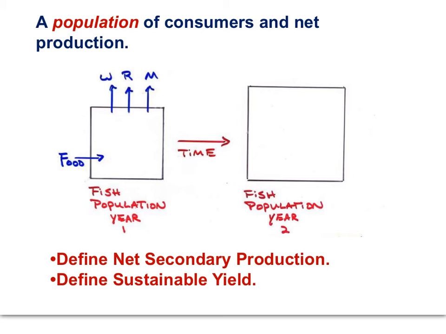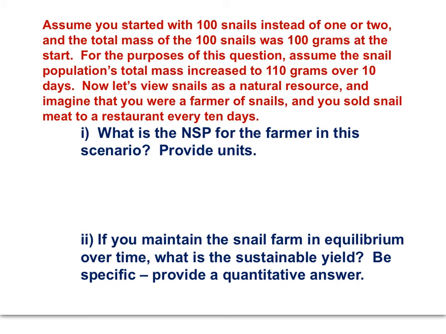So NSP is the growth in the population over the year. NSP is the difference in mass of the population from year 1 to year 2. The difference in mass is NSP, and it's also the sustainable yield if someone were farming this fish population on a yearly basis. So let's try our hand at a problem.